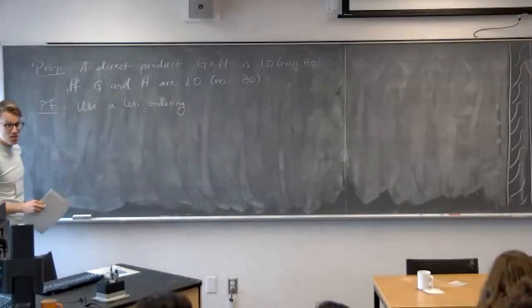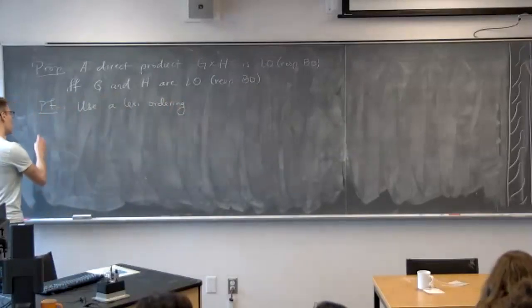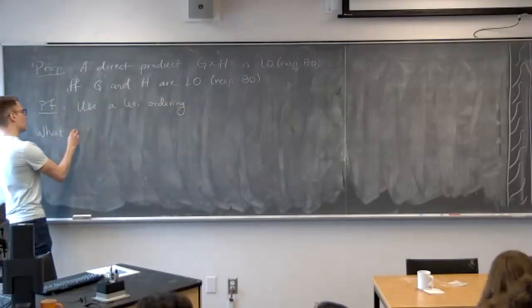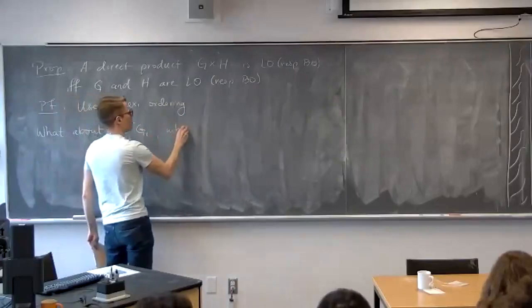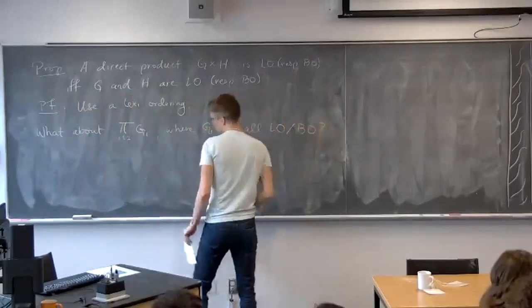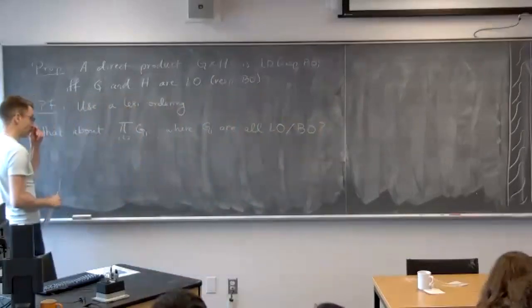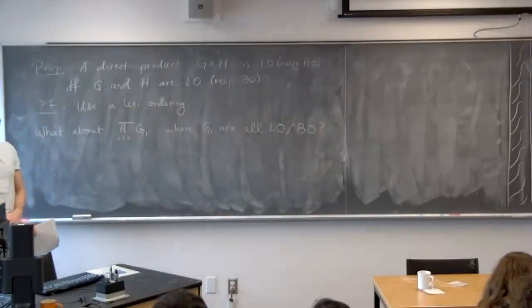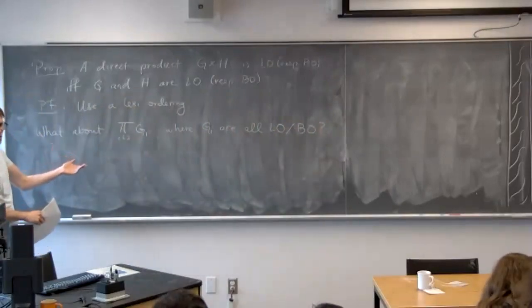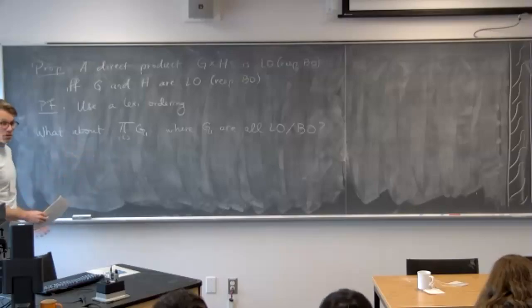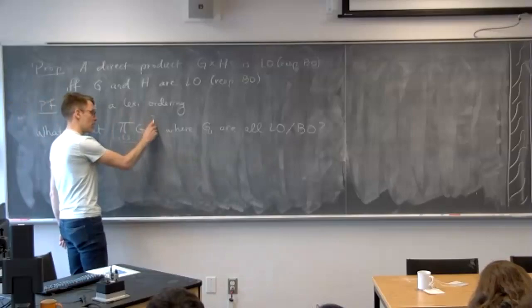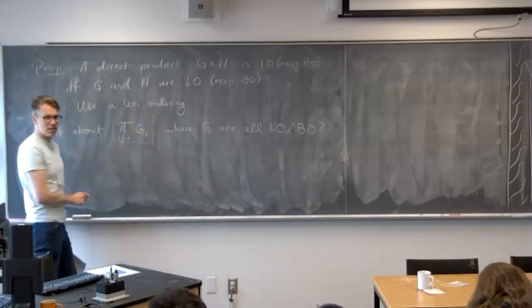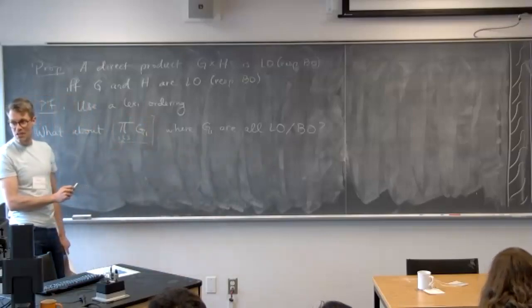But of course, this is a special case. You might want to take an arbitrary product. So I'll say, what about something like this? Where these are all LO. Same thing. You can either make some appeal to finitely generated subgroups, or you can construct the ordering directly by making a lexicographic ordering of this product, where you have to choose a well ordering of the index set in order to make it make sense.